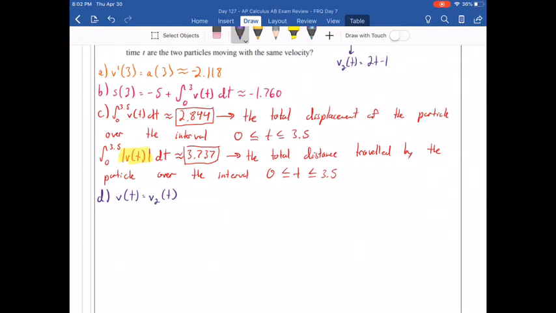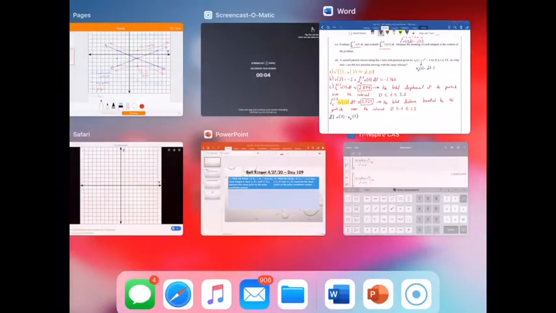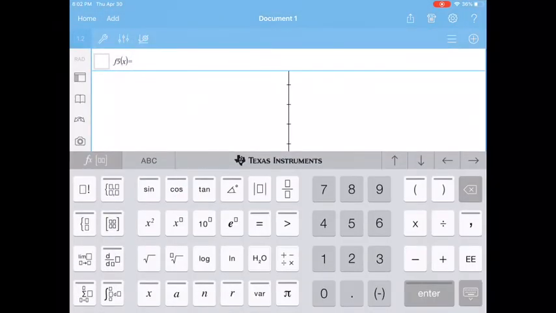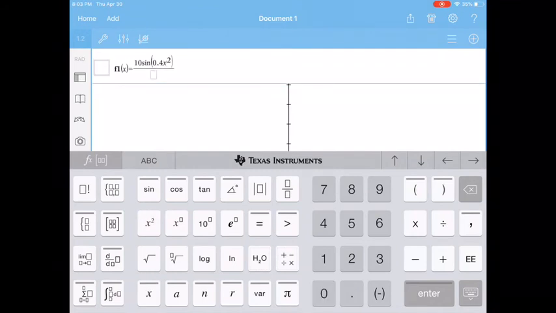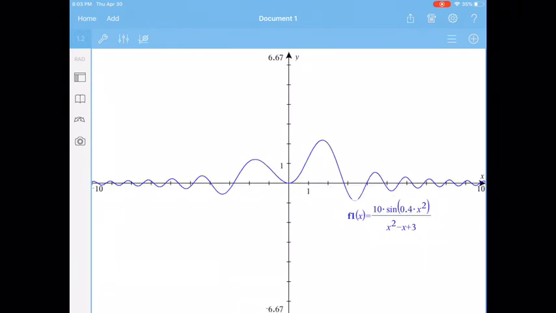And if you recall, the way we would do this on a calculator is we would just graph both equations and then see where they intersect. So let's quickly do that. All right, here. Let's bring it up. So this time, add, graph. The first one was 10 sine of 0.4 x squared. Okay, it should be good. And then x squared minus x plus 3. Okay, so that gives me that.